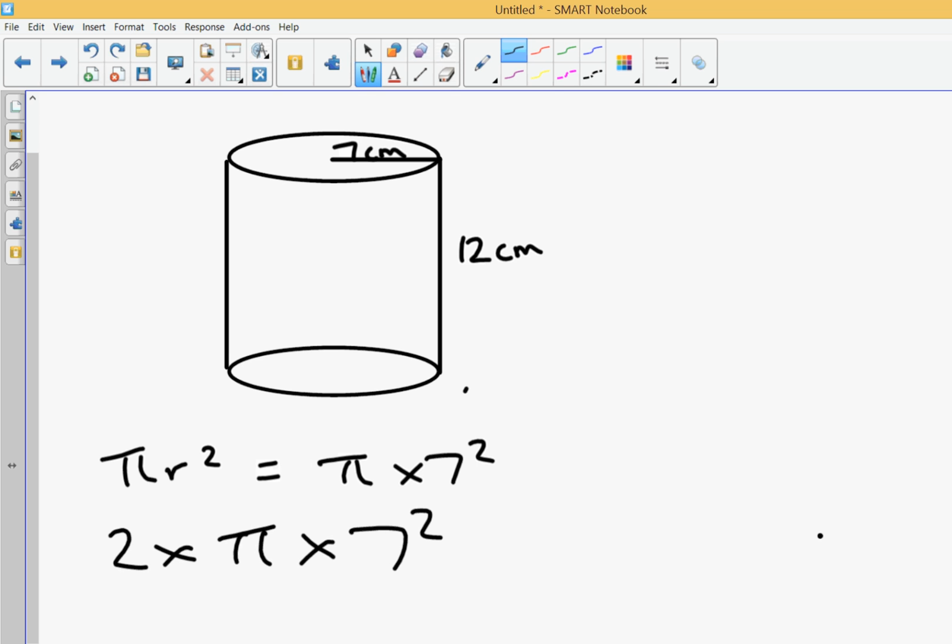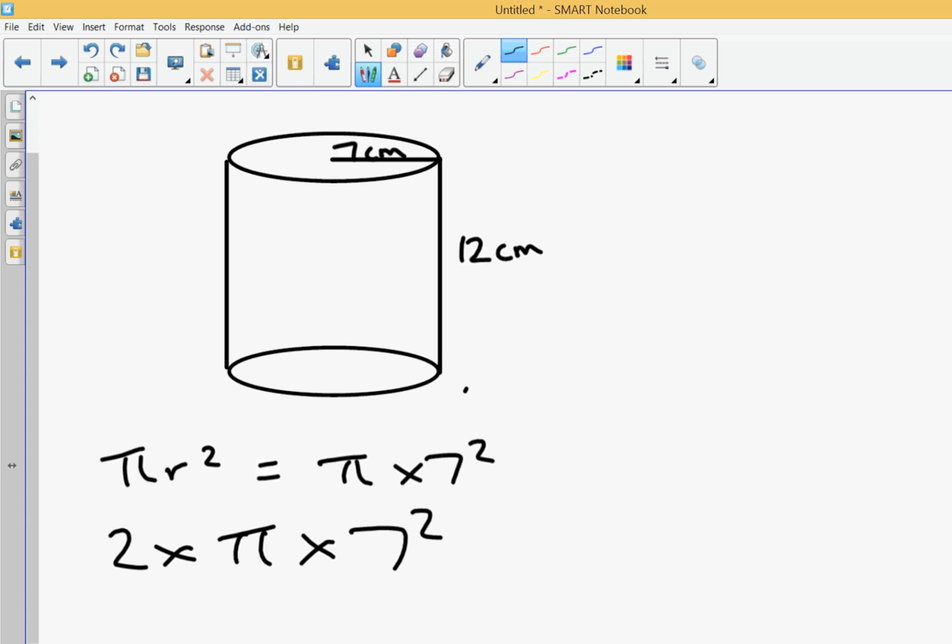Now notice I'm not typing that into my calculator at the moment, because if I start typing that in now and writing down an answer and rounding it too early, my answer actually becomes less accurate. So I'm going to leave that there. So that bit there is my working out for my area of the two circles combined.